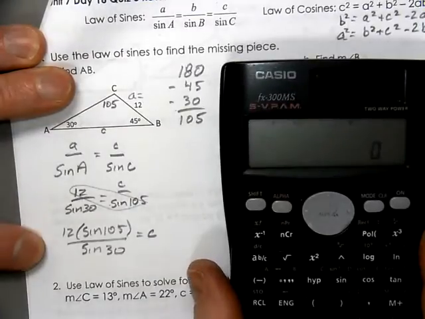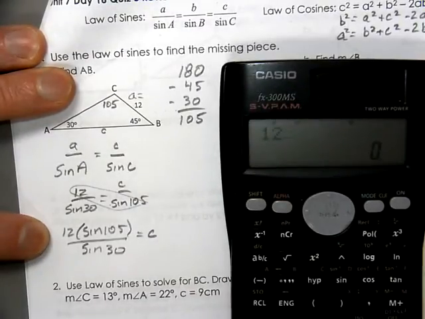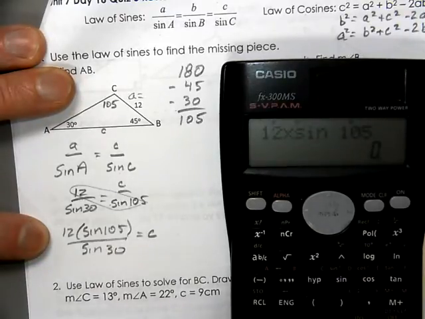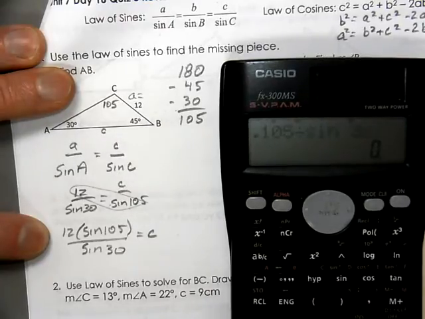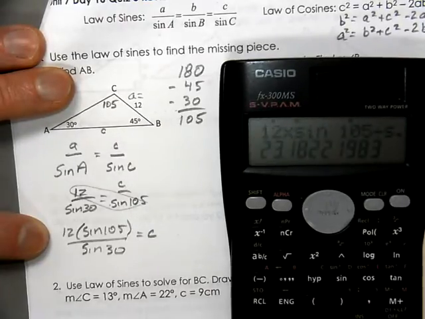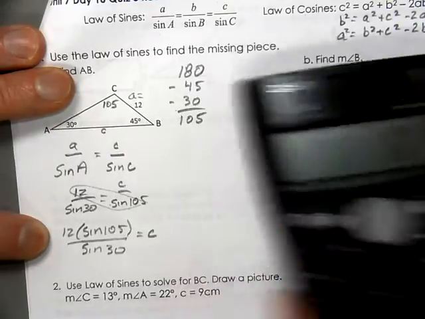So we'll take our calculator. We'll say 12 times the sine of 105 divided by the sine of 30. And we're going to get 23.18.